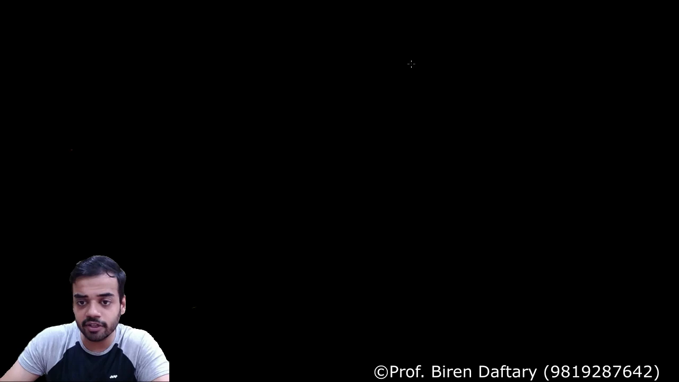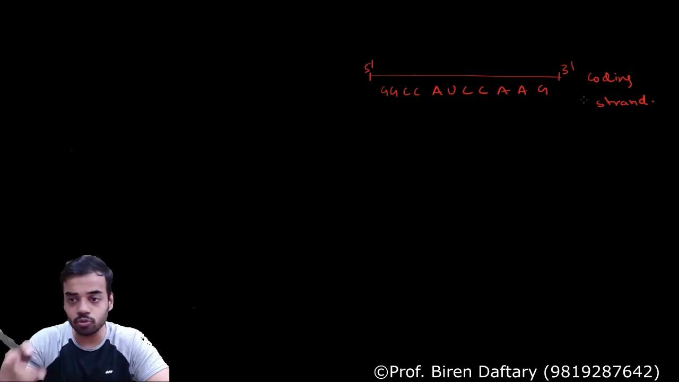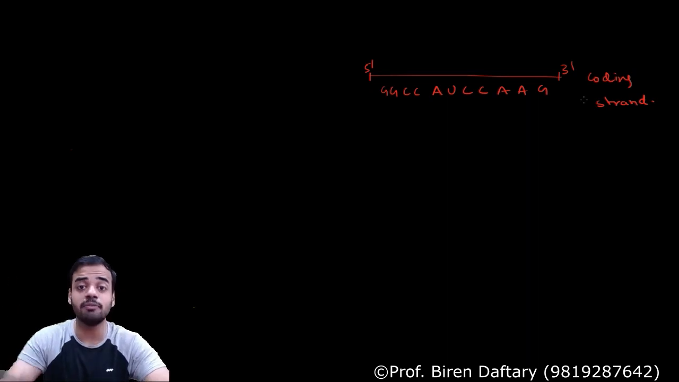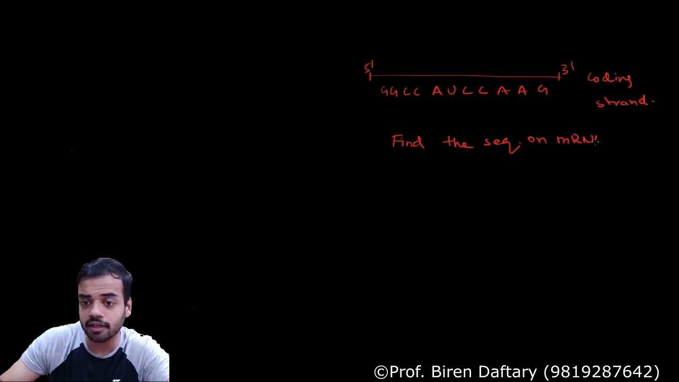The second question: now I am giving you a sequence. This is 5 prime, this is 3 prime, correct, and I am giving you a sequence, and I say that this is the coding strand. This is question number 2. So I have given you the coding strand. I want you to find out the sequence on the mRNA which will be formed. So the question is, this is the coding strand, find the sequence on mRNA that will be formed.